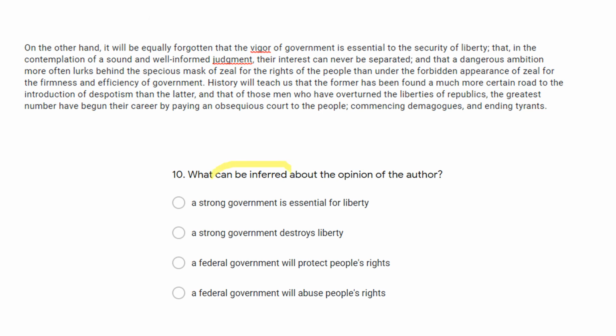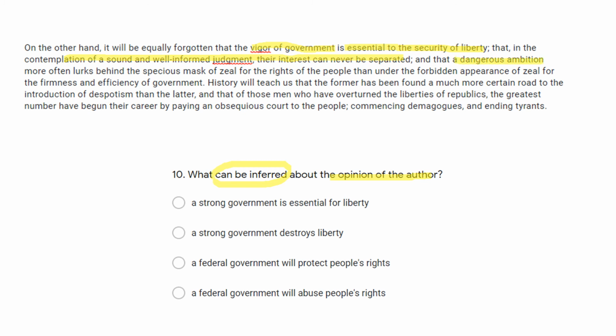Question 10, what can be inferred about the opinion of the author? So we're looking for an inference. We're also looking for the opinion of the author. On the other hand, it will be equally forgotten that the vigor of government is essential, so the energy of government is essential to security of liberty. That in the contemplation of a sound and well-balanced judgment, their interests can never be separated. So the interests of the government and the interests of the people cannot be separated.